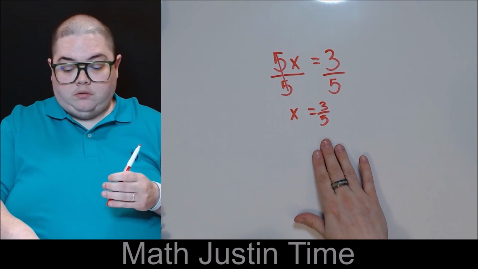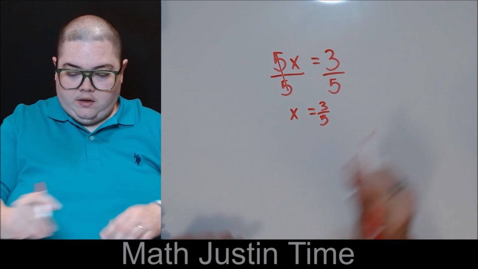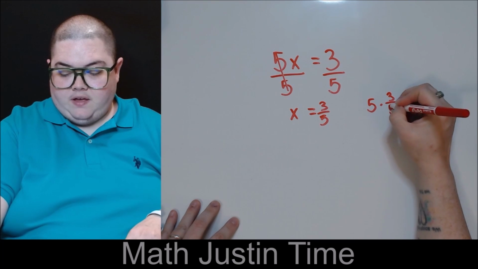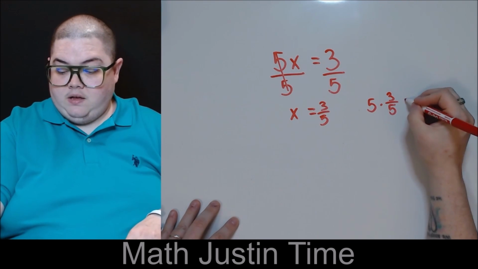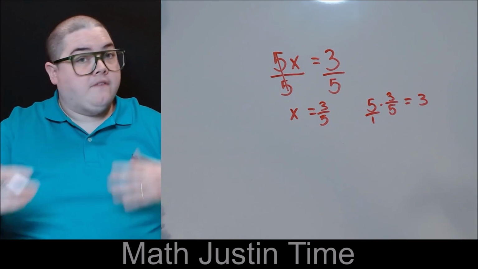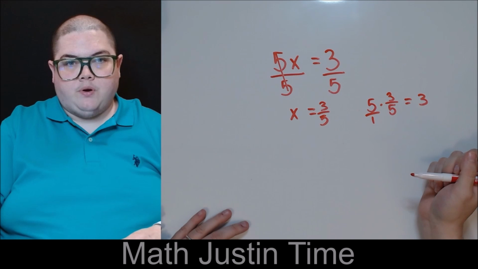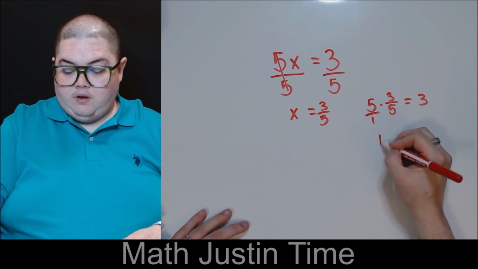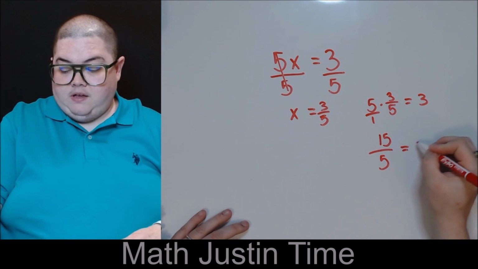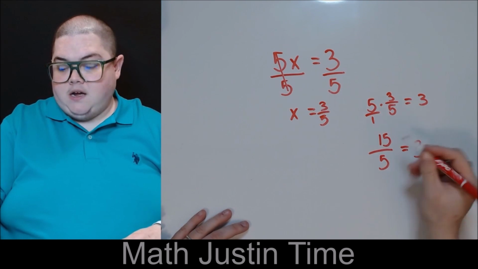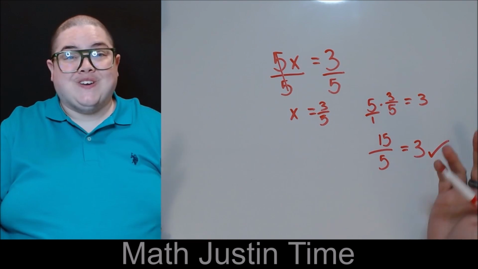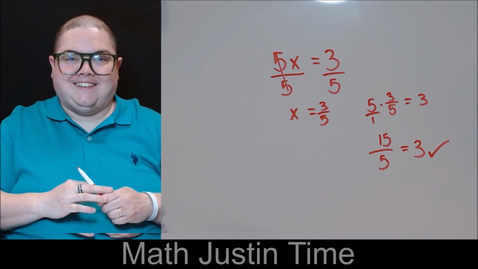So is this right? We should probably check it. So let's see. We had 5 times 3/5, because the 3/5 comes up here, is equal to 3. So we can change this into a fraction, 5 over 1, and multiply it through. So we have 5 times 3, which is 15, and 5 times 1, which is 5, is equal to 3. And how many times does 5 go into 15? 3 times. So it is right. You can always check it.